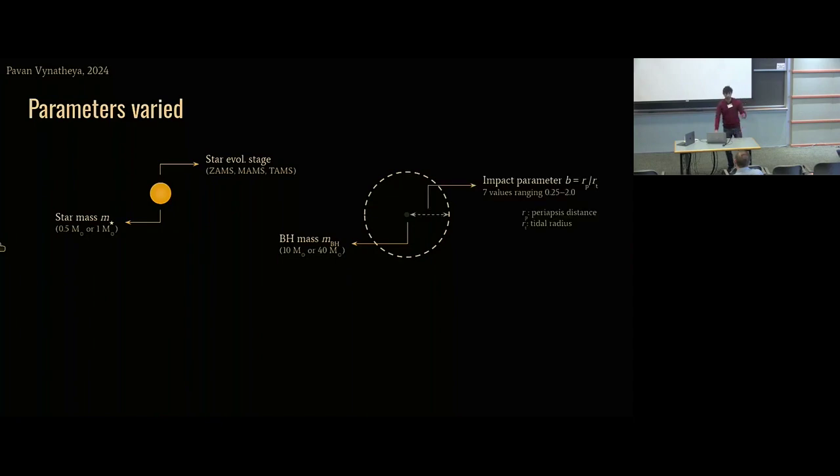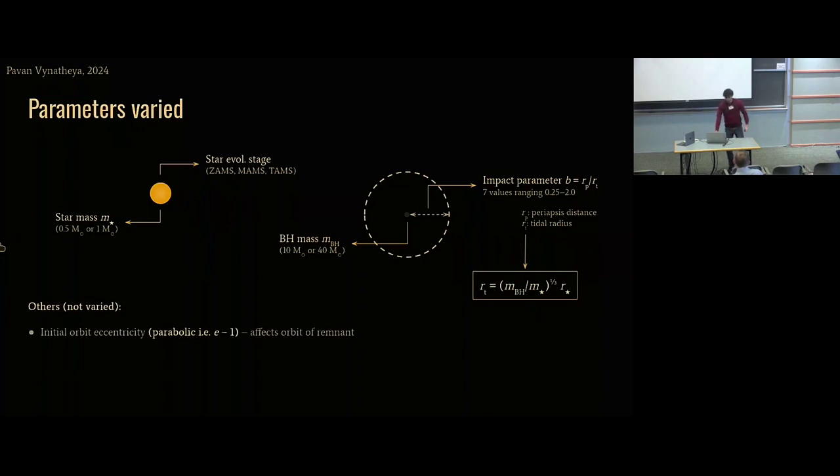And of course, the impact parameter, which I characterize by this symbol B, which is the inverse of beta for people who work on theory. It is defined as the periapsis radius divided by the tidal radius, defined as follows. There are also other parameters which could have been varied, including the orbital eccentricity, initial rotation of star, and so on. But with this, we just go on with simplistic single body encounters in an initially zero energy orbit, or a parabolic orbit, and the star is initially non-rotating.